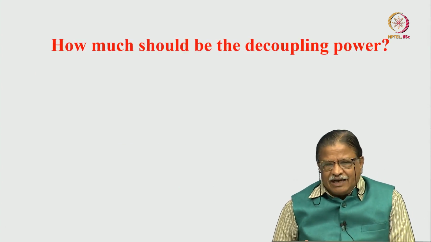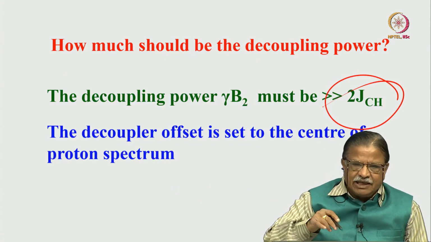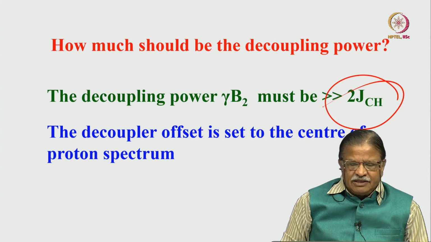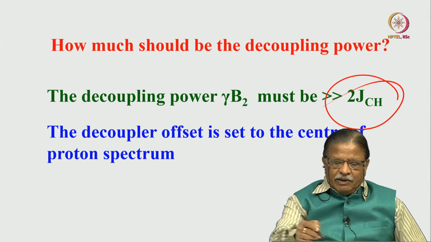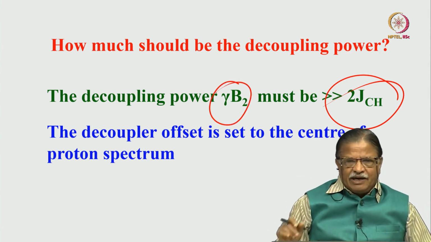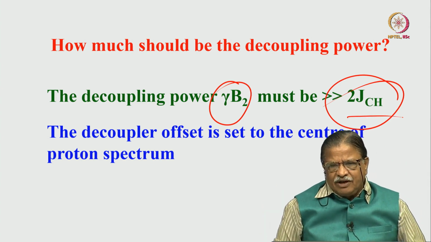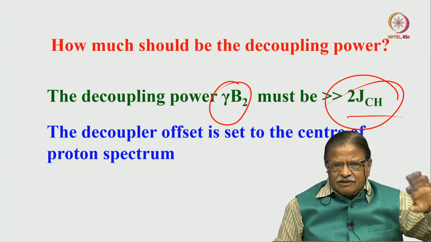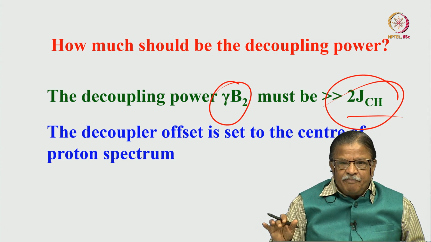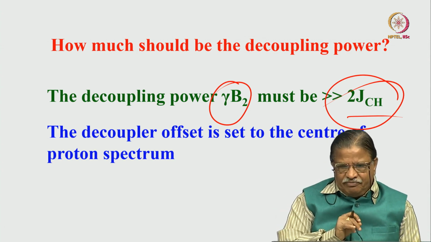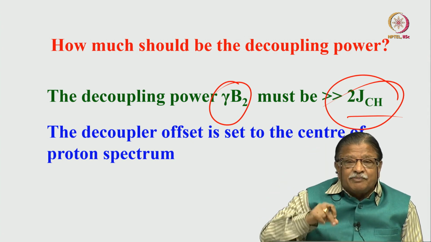Now the question, as I already told you, how much of the RF decoupling power you have to apply? It should be at least twice larger than the largest CH coupling. If the CH coupling in the molecule is, let us say, 250 hertz, the RF power should be larger than double of that, about 500 hertz, just to be sure. Even more than one CH is enough, but to make sure that there are no other effects, we make it double, slightly larger, and in such a case all the carbons coupled to protons are decoupled. And where do you put this RF? Where do you send the second RF to saturate protons? At the center of the proton spectrum.